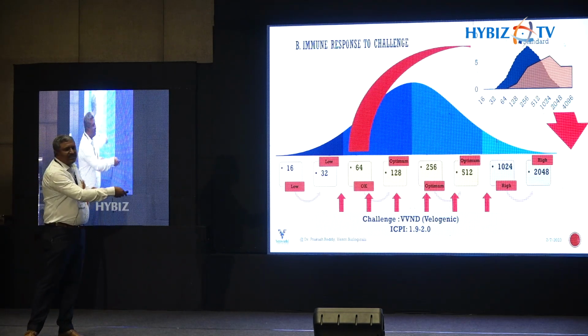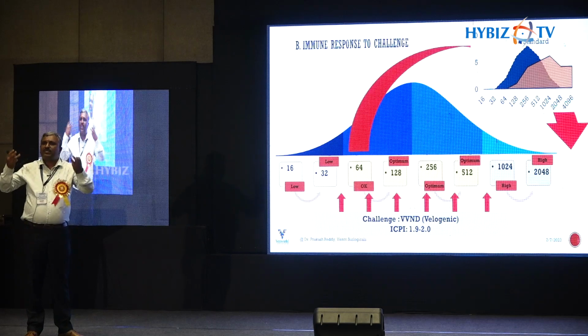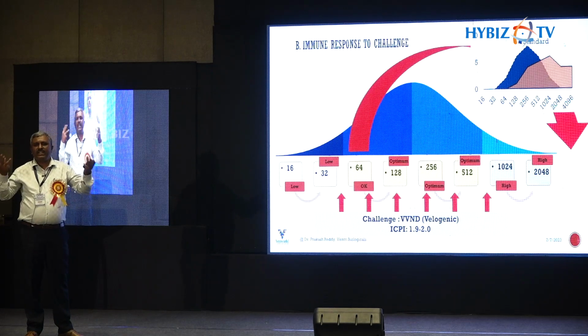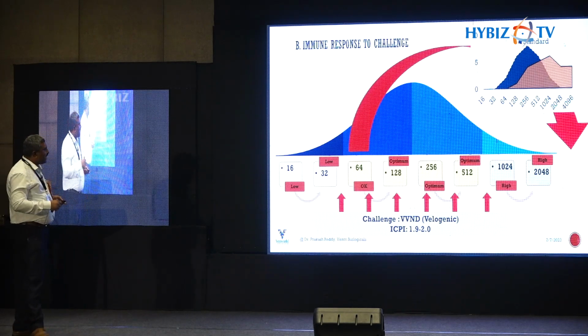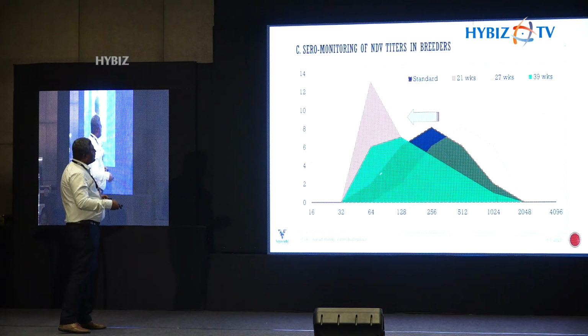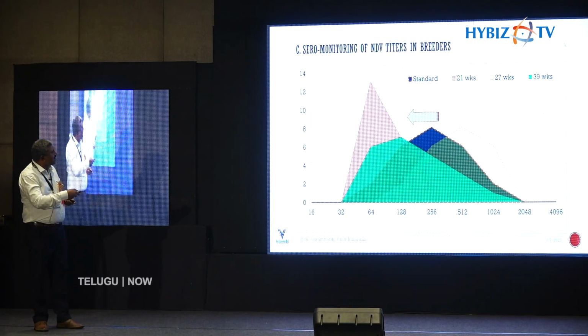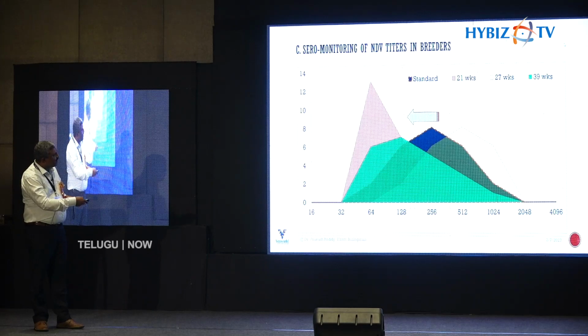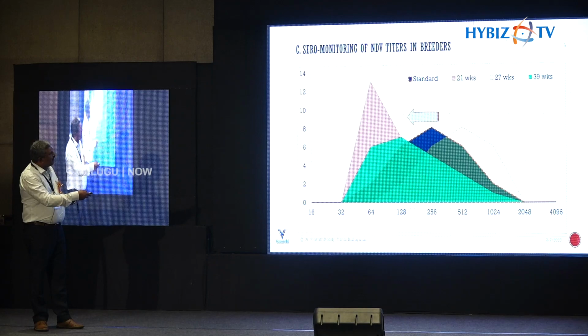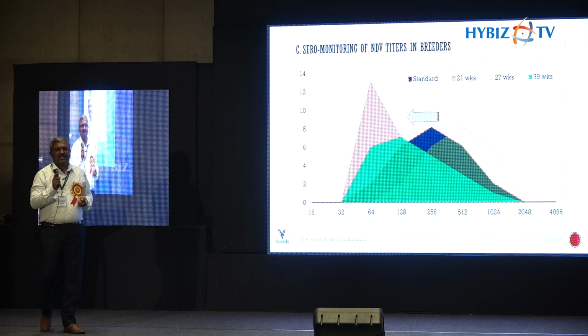You need not vaccinate these birds. The body is automatically responding to the challenge. This is what happens. Okay? So this is some of the breeder flocks where we have monitored. This is the antibody standard we expect. At 21 weeks, you can see before the 4-lay, the titers are less. At 27 weeks, after 4-lay, you can see the titers are going to a very good protective titer.